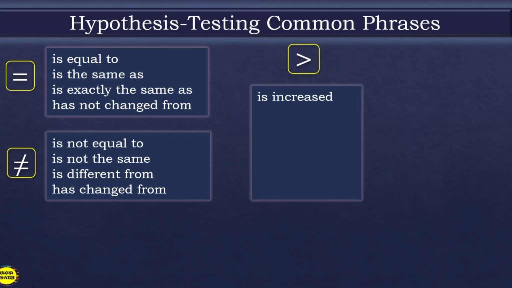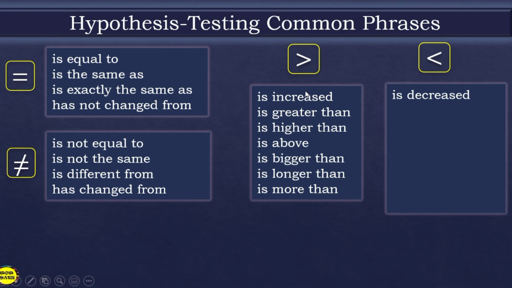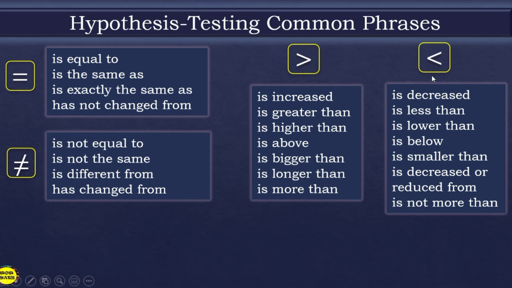And then, kapag increase, greater than, higher than, above, bigger than, longer than, more than, so yung symbol ng pang greater than. Next, so decrease, less than, lower than, below, smaller than, decrease or reduce from, is not more than. So, ang gagamitin nating symbol ay yung pang less than.